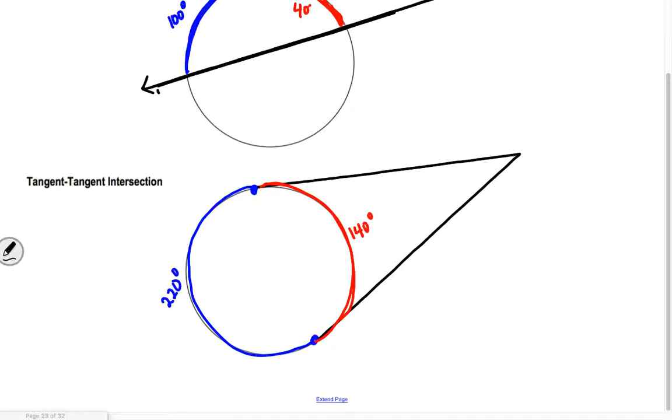All right, so what if I had 220 and I had 140? Well, this outside angle ends up still being half of the difference of those intercepted arcs. So it's going to end up being half of 220 minus 140. Yeah, so what is that? 40? Is that what you said? 40? Yeah. All right, yeah.